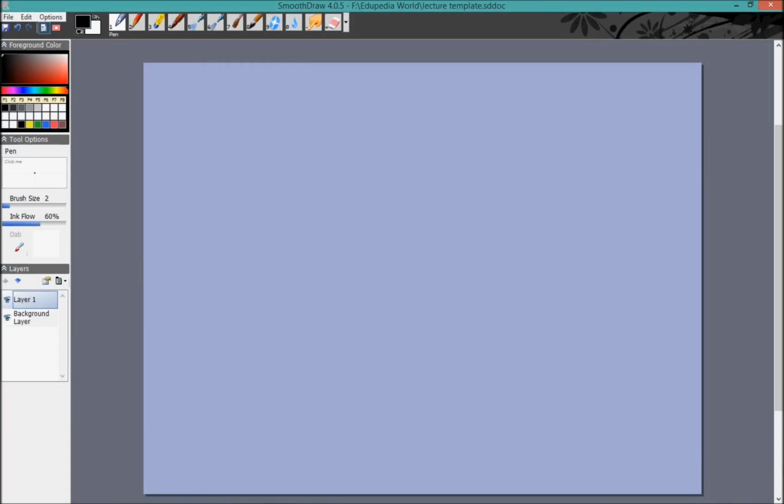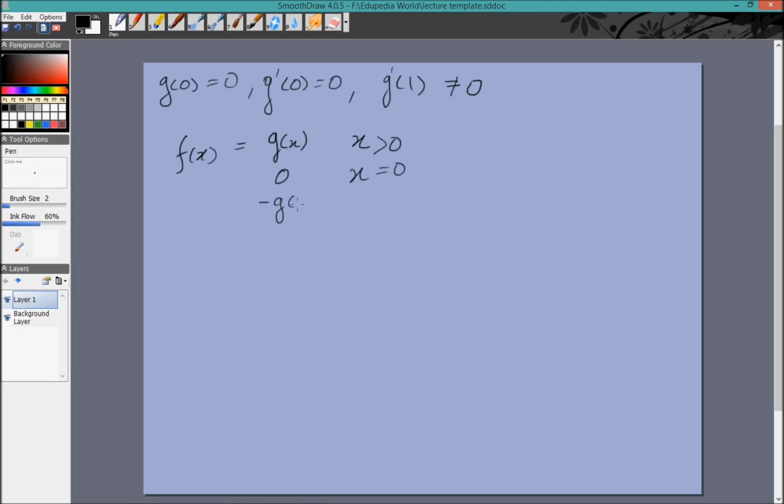We are given g(x) as a function with g(0) = 0, g'(0) = 0 and g'(1) not equal to 0, and f(x) is g(x) times x by mod x, if x is not 0. So let's split that. It will be g(x) if x is greater than 0, 0 if x is equal to 0, and minus g(x) if x is less than 0, right.